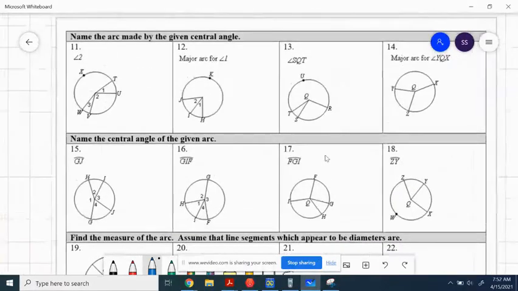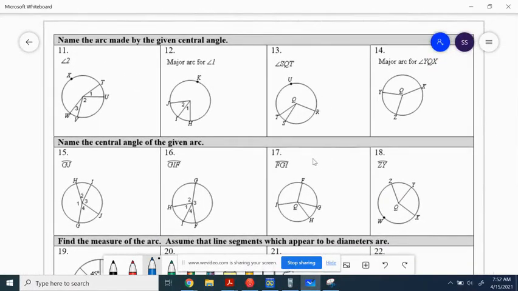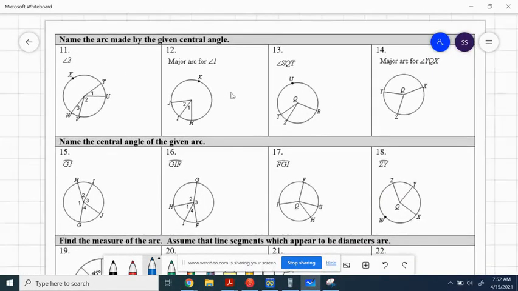All right, moving on. Now we're naming some arcs by the given central angle. Okay, so angle 2, that's right here. So the central angle would be right here, arc VU, just like that. All right, and the major arc, remember major arc, it has to be bigger than a semicircle, so it has to be labeled by 3 points.